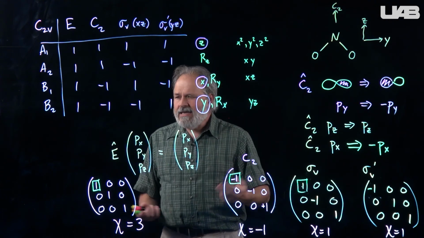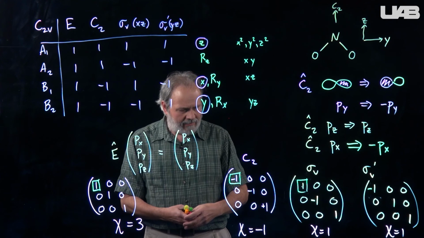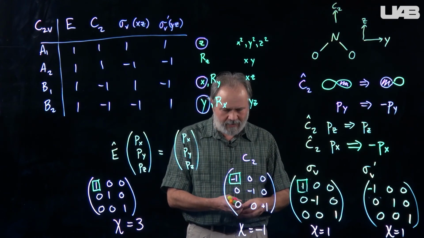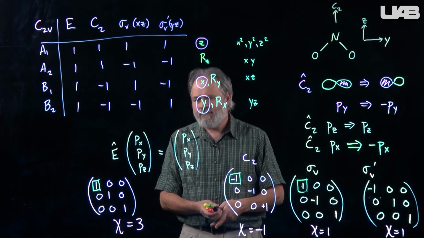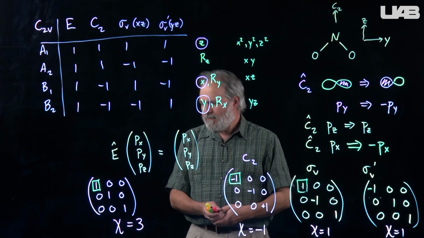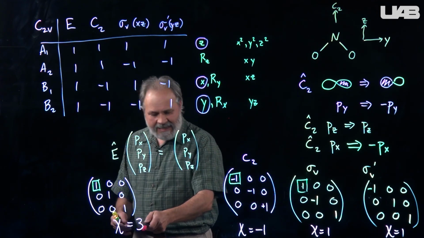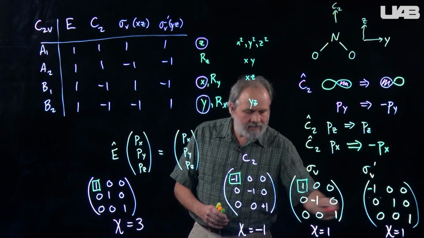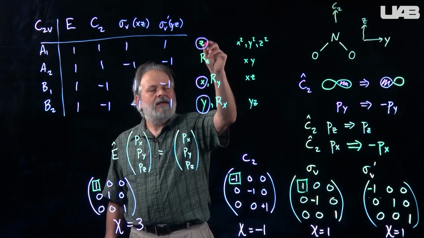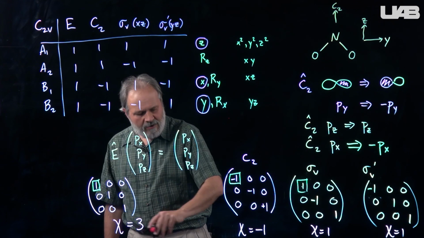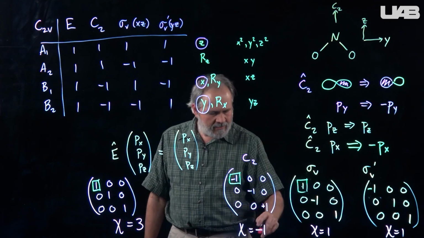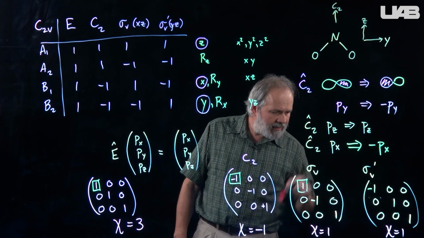Okay, but that's the meaning of a character in point group analysis. All right. The next video, we're going to show you how to break this down and show that the combination, the characters only, are 3, -1, 1, and 1.